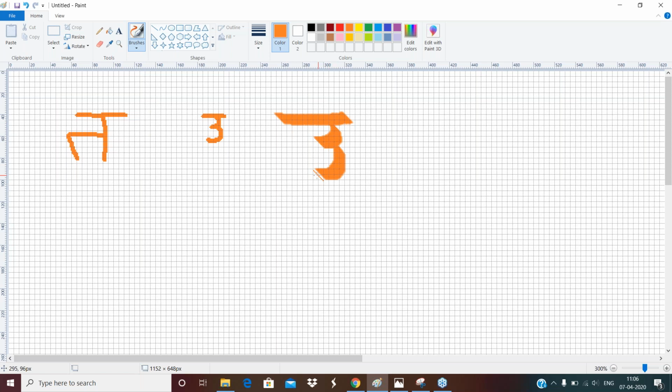Don't bend it up, otherwise it will become a U type of thing. You see, very fine difference. It's not like this. I don't do that. It is just like a 3 figure, just like this.